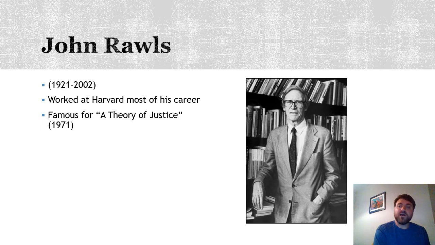He worked at Harvard most of his career, and he's very famous for a book he wrote in 1971 called A Theory of Justice. It's a book that is absolutely to this day still worth a read because it outlined one of the major theories of distributive justice that has stuck with us even to this day, and provides the foundation for one major perspective on distributive justice that you'll see. So even people who don't necessarily know that that's where some of these ideas came from, we'll still repeat some of these ideas that are Rawls's ideas about distributive justice.